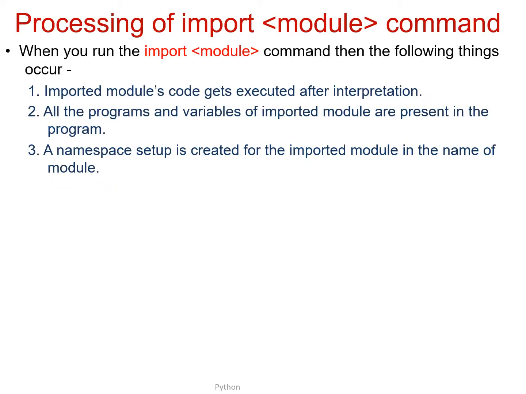Now, how to include a module in our current program? If the module is already made, then we can include that module in our current program by writing a simple statement: import, then space, then the name of the module. Import space and name of the module, then that particular module and its whole functionality will be included in our current program.